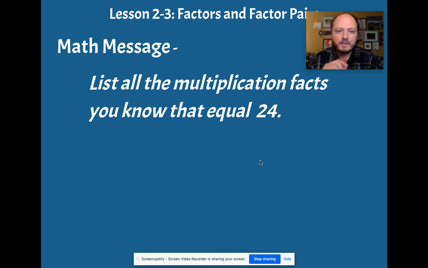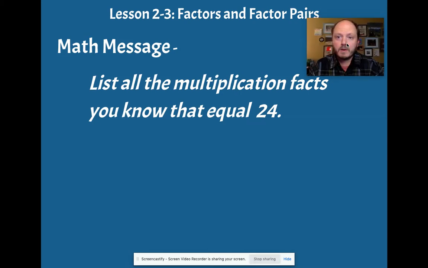But anyway, the first thing that we're going to be thinking about is listing all the multiplication facts you know that equal 24. That is going to be our math message. Let's work on that.